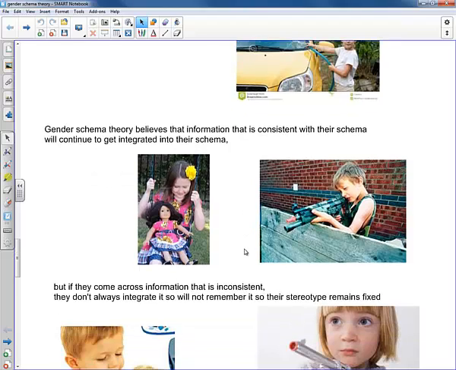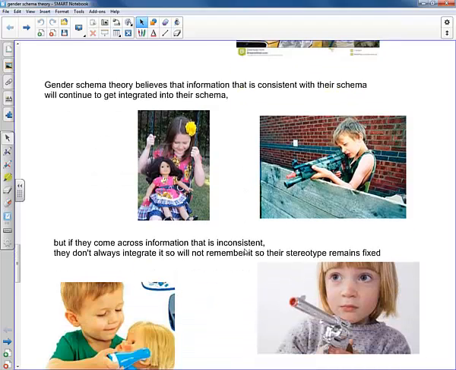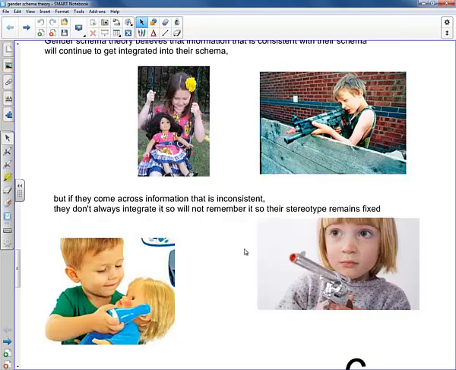But if they come across something that's inconsistent, it's like they just ignore it. They don't always integrate it. So that helps their little stereotype, their little schema, to become very fixed and very inflexible and very rigid. So if they saw a little boy playing with a doll, that wouldn't really be acceptable in their schema, so they tend to ignore that. See a little girl playing with a gun, doesn't work for them. But girls playing with dolls, boys playing with guns works, and so they would remember those bits.